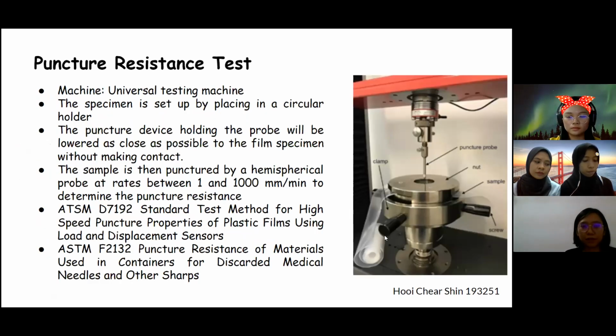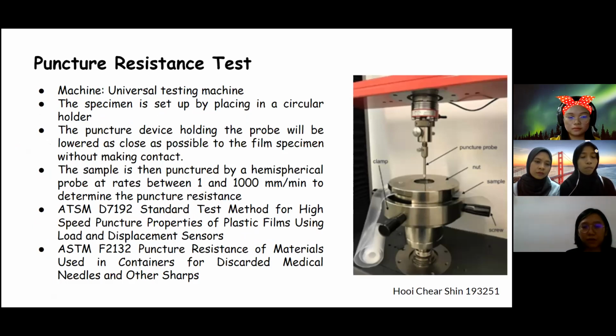Another test that can be conducted is the puncture resistance test, and it can be tested using the universal testing machine. The specimen has to be put in the circular holder, and the puncture device holding the probe will be lowered as close as possible to the film specimen without making contact.